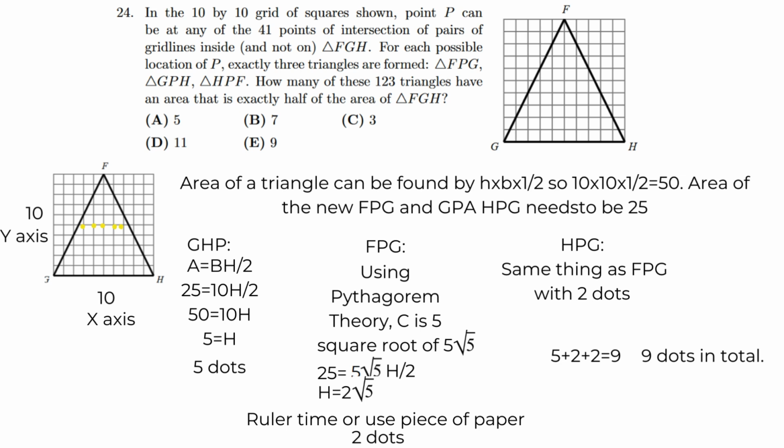So there's 5, but 5 what? 5 of height. So we need to make a triangle 5 units up on the y-axis, and you should count that because it's simple. You go 1, 2, 3, 4, 5, and you count how many dots are 5 away from the x-axis, the bottom of GH. There's 5, so there are 5 dots that make an area of 25 for the triangle GPH. Now let's get to FPG.